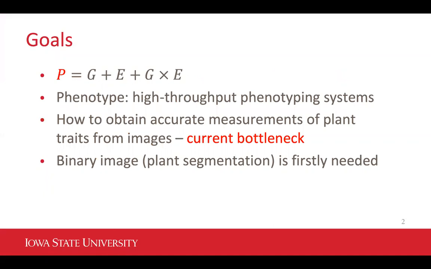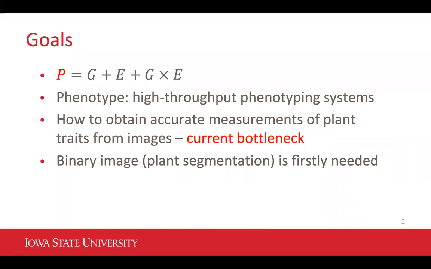Okay, so in plant science, I think one of the main goals is to understand this equation about the phenotype, the genotype, the environment, and their interaction. Nowadays we have a well-established platform to measure genetic data, and the price becomes cheaper and cheaper for genetic information. And we can also measure environmental data. But the challenge here is how we measure the phenotype data.